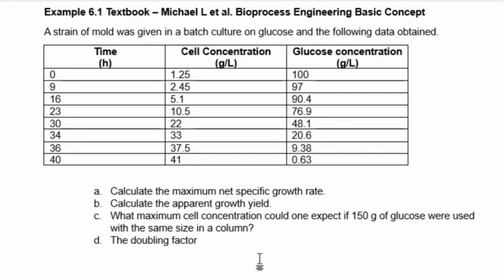Let us look at this example over here. We are told that a strain of mold was grown in a batch culture on glucose and the following data was provided. We are given the experimental time, the cell concentration per time, and also the glucose concentration per time. We are requested to calculate the maximum net specific growth rate, the apparent growth yield, point number C asks what maximum cell concentration could one expect if only 150 grams of glucose were used with the same size in a column, and then lastly, the doubling time.